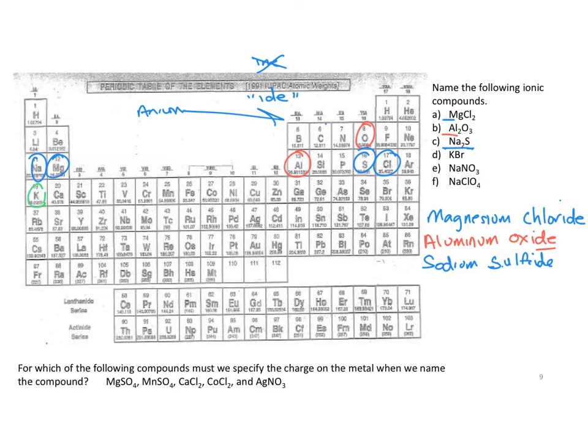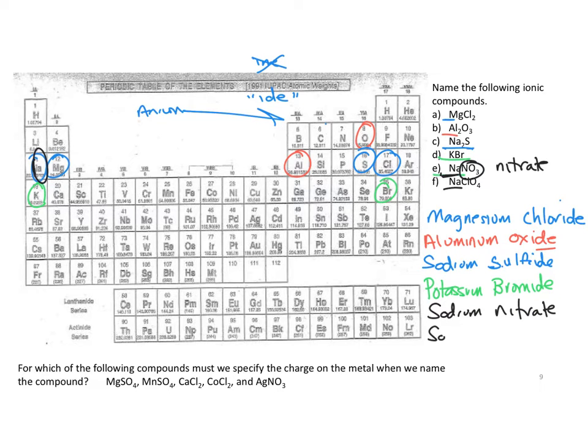Potassium, K, potassium, and bromine, bromine becomes bromide. Na is sodium, and now we have a polyatomic, and so we had to memorize that. That is nitrate. So sodium nitrate. And then here we have sodium, and we memorize this.